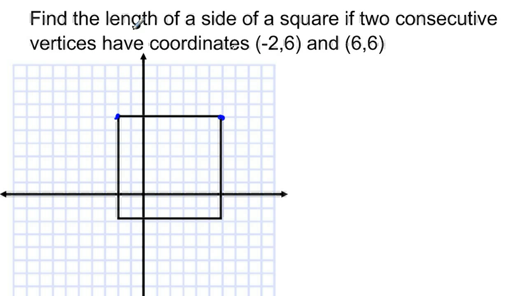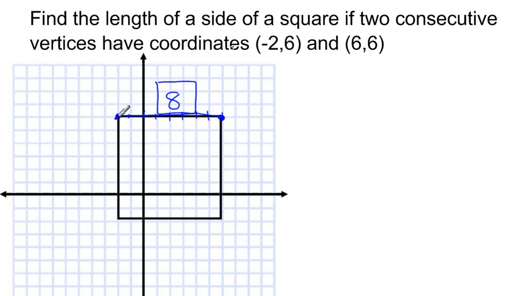So now it says find the length of a side of a square. Well, this right here, from this point to this point, would be the length of the square. So we just need to count how many units apart they are. So it's 1, 2, 3, 4, 5, 6, 7, 8. So it's 8 units apart. So our distance here is 8 from this point to this point. So that's the length of one side of a square.